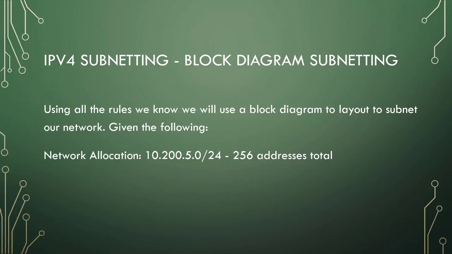Block diagram subnetting. So using the rules we know, we're going to use a block diagram to lay out the subnet and learn to start subnetting. We're given the network allocation of 10.200.5.0/24. So we've got 256 addresses in total, and we're assuming that they're giving that to us from our ISP or from whoever our network provider is, and those are the IP addresses we have to work with.